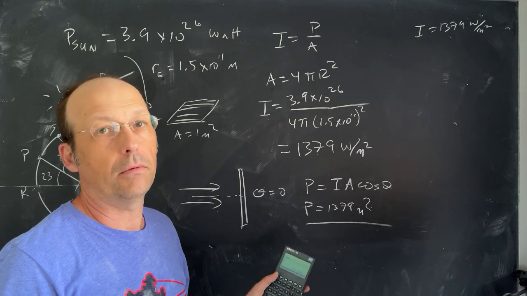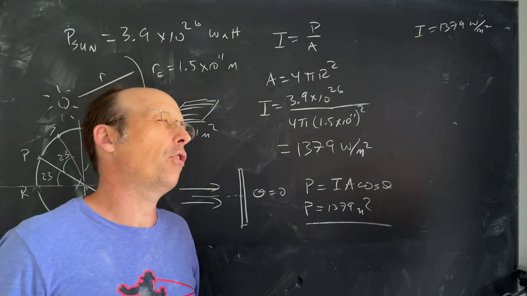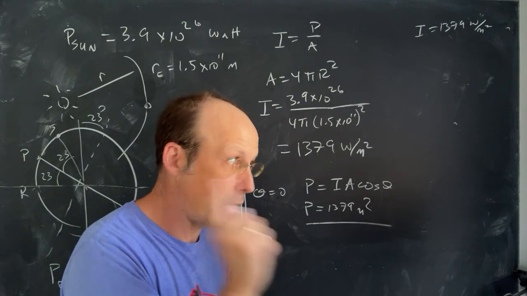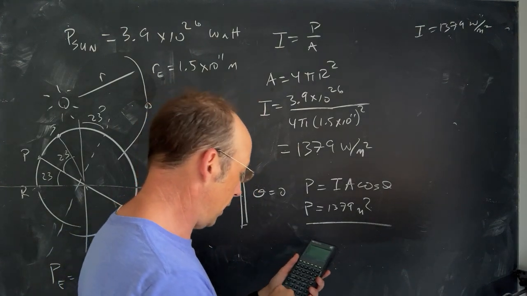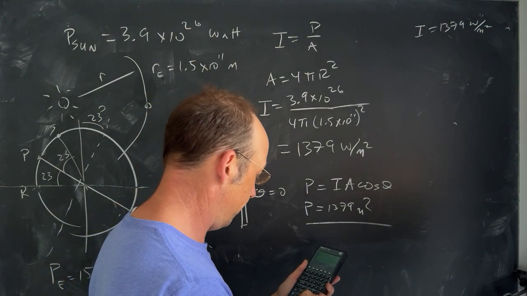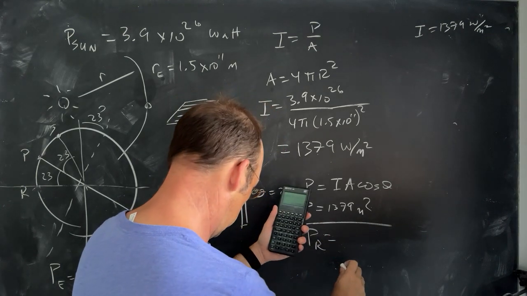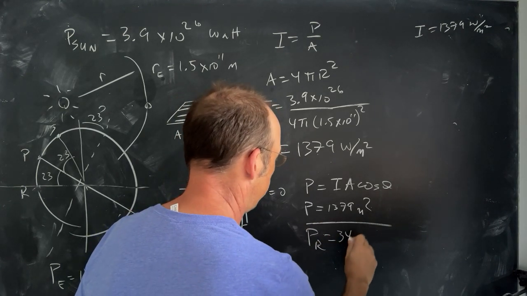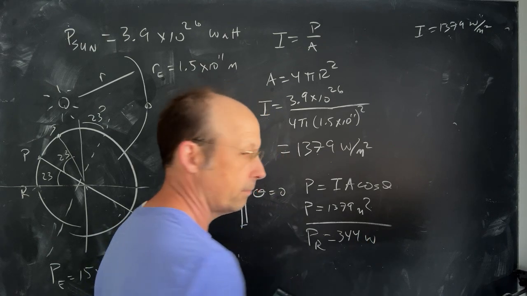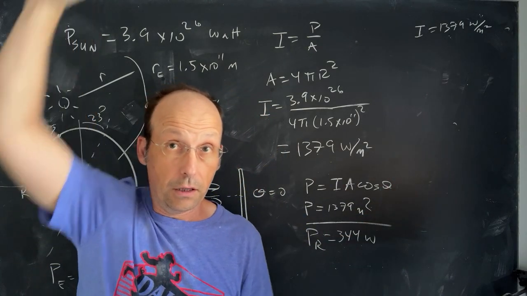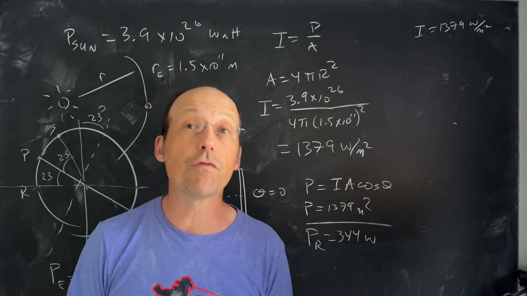And you can't even do that well. Because again, a solar panel is probably like 25% efficient at best for the best solar panels. So if I multiply that by 0.25, I get P real is 344 watts. So if you have a square meter, which is a big solar panel, right? 344 watts in direct sunlight.